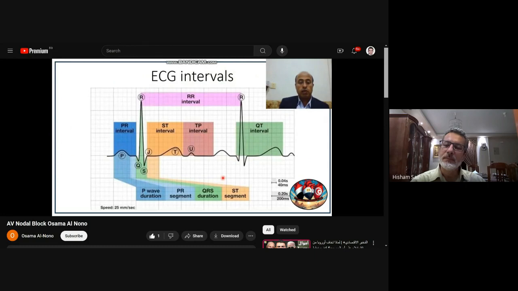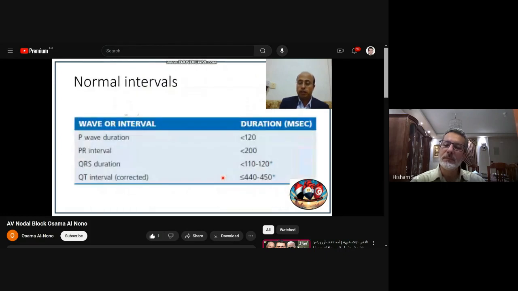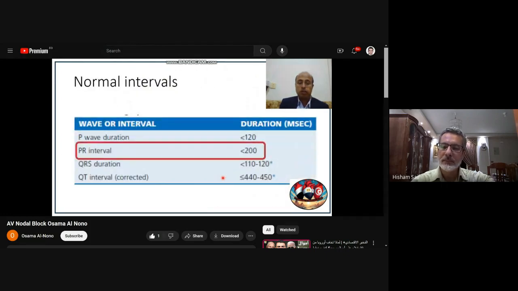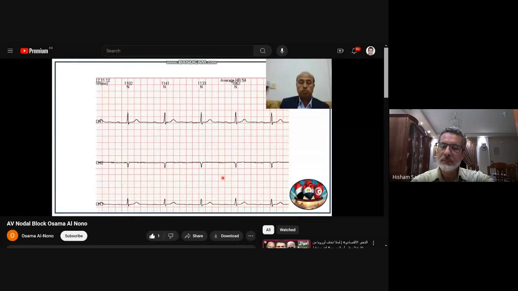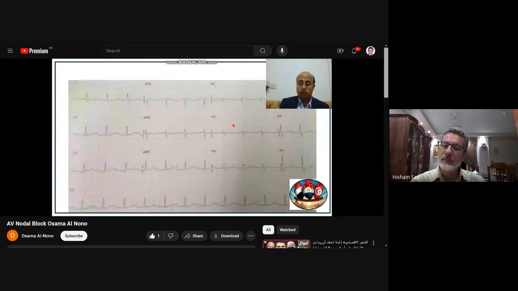So our target for diagnosis is the PR interval, and our cut-off point is 200 milliseconds. When the PR interval is more than 200 milliseconds, but the P wave can still conduct a QRS complex each time, it is a first degree block. Very simple. This is a P wave with a PR interval more than 200 milliseconds, but it can conduct the QRS complex each time. So it is a first degree AV block.